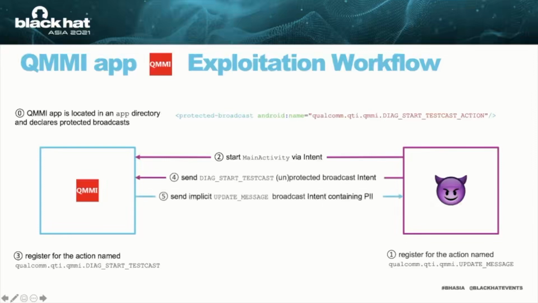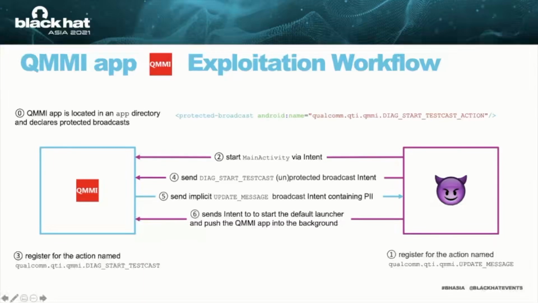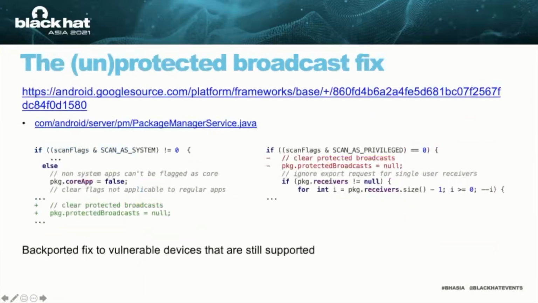And then the QMMI app sends an implicit broadcast intent, which is received by the malicious app. It also can be received by any application that registers for it on the device. And then that broadcast intent contains PII. And then optionally, the malicious application can start the default launcher and push the QMMI app into the background.